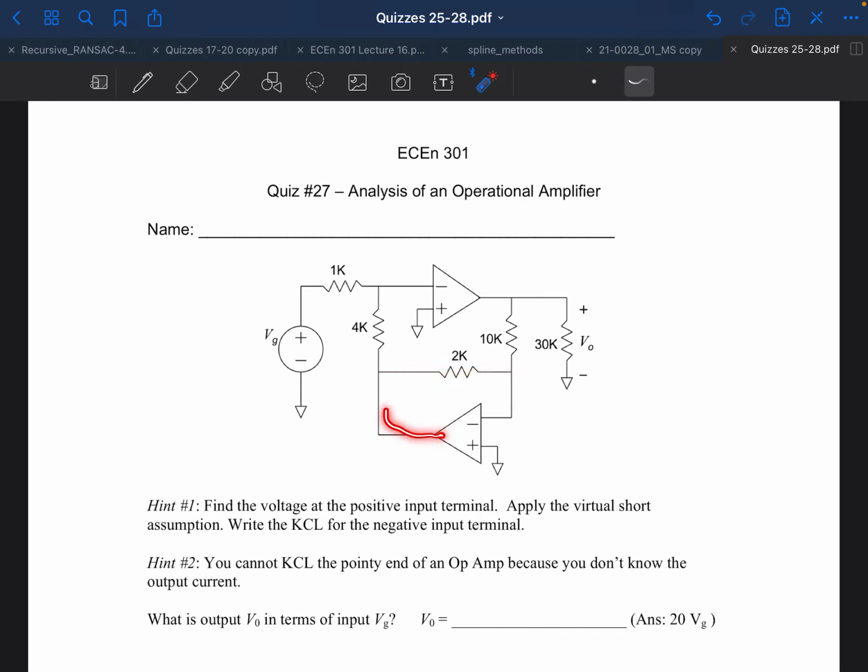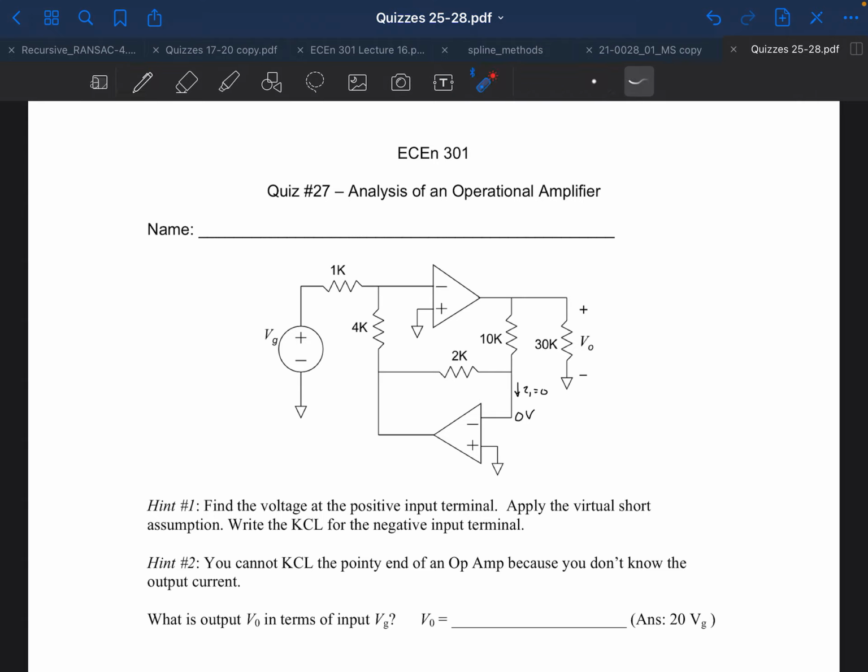And so this op amp, because of the negative feedback configuration, will try to make the voltages the same between those two terminals. So since this is at 0 volts, this guy will also be at 0 volts. And we also know that the current that flows here, let's call that I1, is equal to 0.